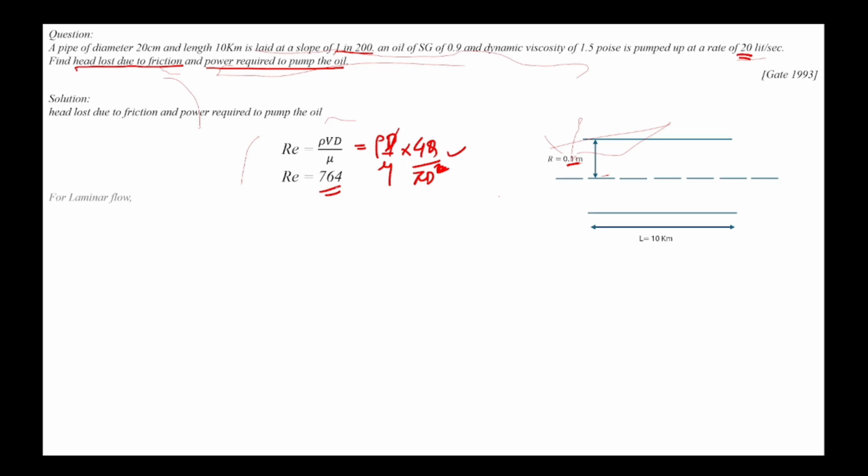Now, for laminar flow, fanning friction factor is equal to 16 upon Reynolds number and Darcy's friction factor is equal to 64 upon Reynolds number. If you equate these, it will become 16 upon FF is equal to 64 upon FD. So Darcy's friction factor is equal to 4 into fanning friction factor.